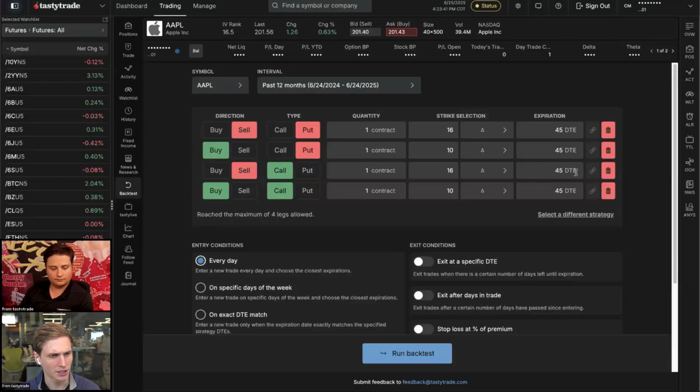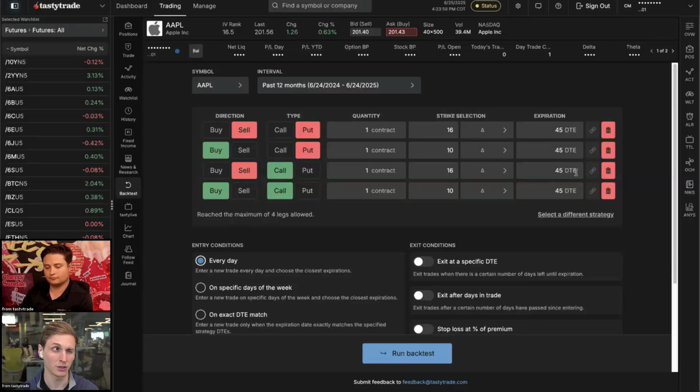And I saw another question, can the backtest reflect rolls? So right now it does not include rolls, something that we are trying to look into, but as of right now, it's only going to just be closing a position on one day and reopening a position on another day.